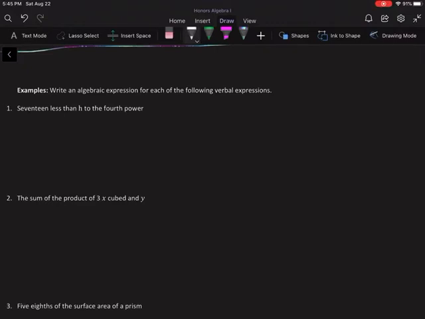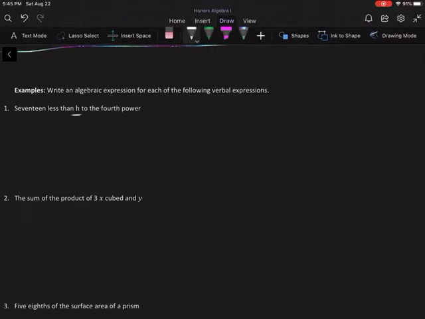Okay, so it does use a variable here. And then less than means subtraction, right? And then we have h to the 4th power. Okay, so that means that we have h to the 4th, right? And it says 17 less than h to the 4th power. So whenever it says 17 less than something, it's always going to be minus 17.